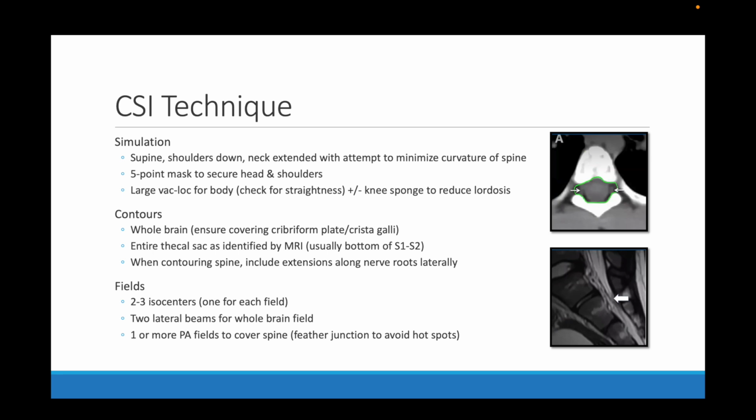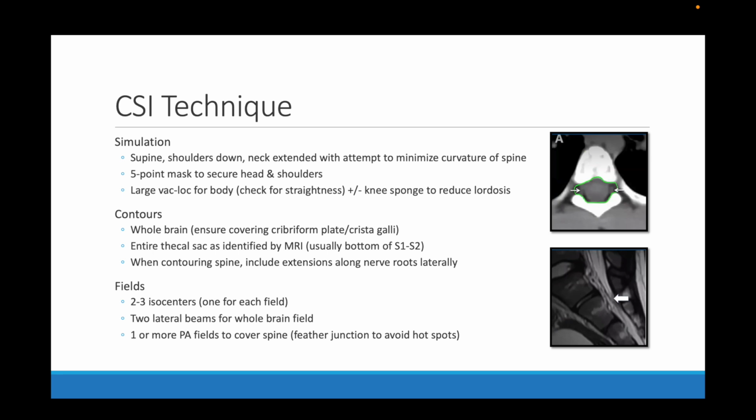So that's simulation. Then when we're contouring, as we said, our target is the entire brain, and we want to ensure our field is covering the cribriform plate, the crista galli. We want to cover that area as well as the base of skull. And then the entire thecal sac as identified by the MRI. And then I have a picture on the right-hand side of what the spine contour should look like. And we're not just including the spinal canal, but we're also extending along the nerve roots laterally to ensure that we're covering the nerve roots as well. So anywhere that there is CSF surrounding the craniospinal axis, we want to include all of that in our target.